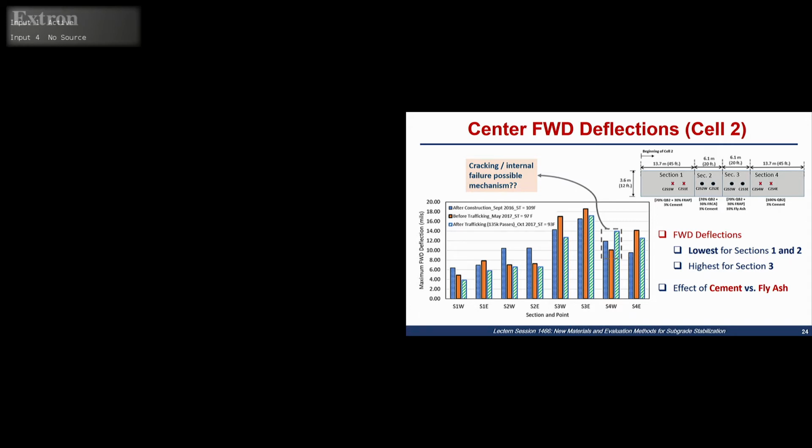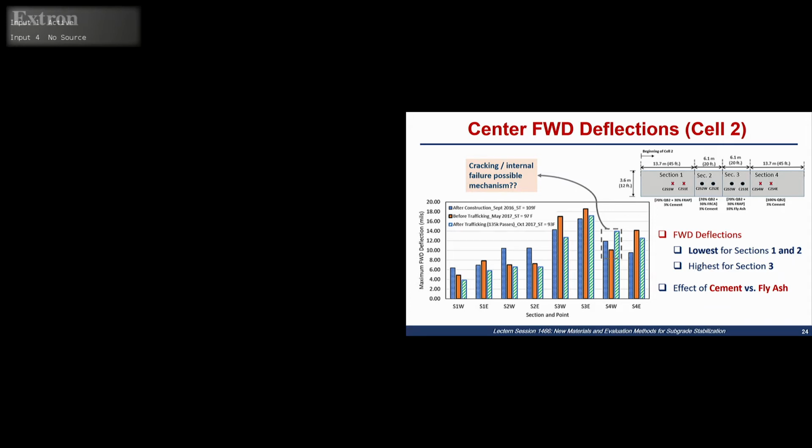So if we just look at the ballpark of the numbers for each section individually, each 2 points here are one section in each cell. So this is section 1 in cell 2, this is section 2, this is section 3, and then this is section 4. So you can see that the FWD deflections pretty much follow the trends in the rutting or surface rutting that were measured before.